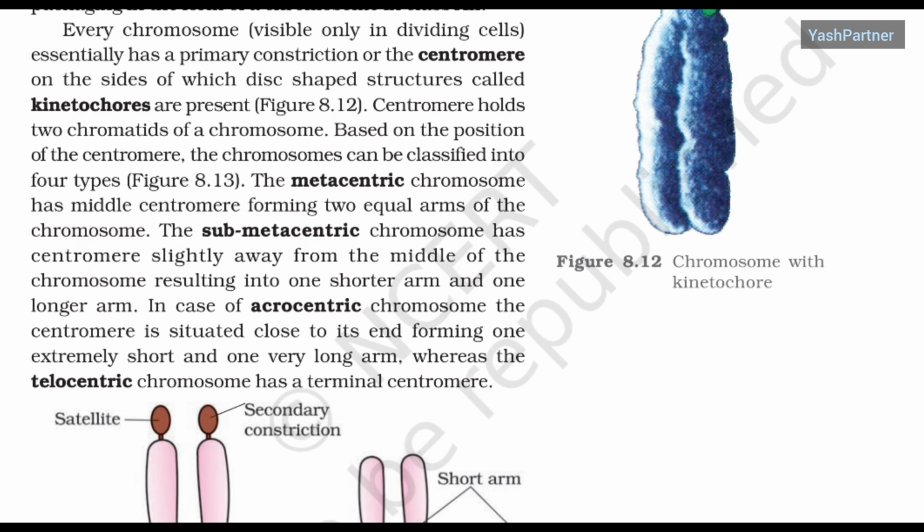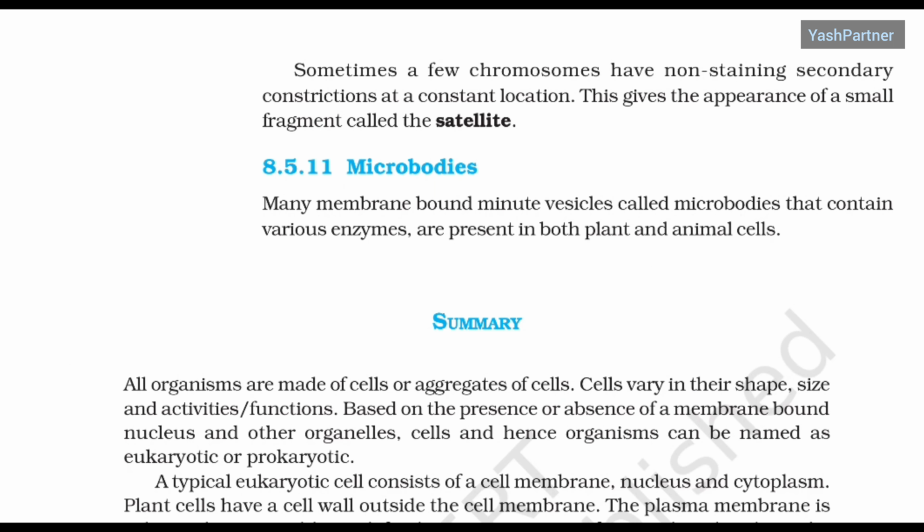Figure 8.13. The metacentric chromosome has middle centromere forming two equal arms of the chromosome. The submetacentric chromosome has centromere slightly away from the middle of the chromosome, resulting into one shorter arm and one longer arm. In case of acrocentric chromosome, the centromere is situated close to its end, forming one extremely short and one very long arm, whereas the telocentric chromosome has a terminal centromere. Sometimes a few chromosomes have non-staining secondary constrictions at a constant location. This gives the appearance of a small fragment called the satellite.